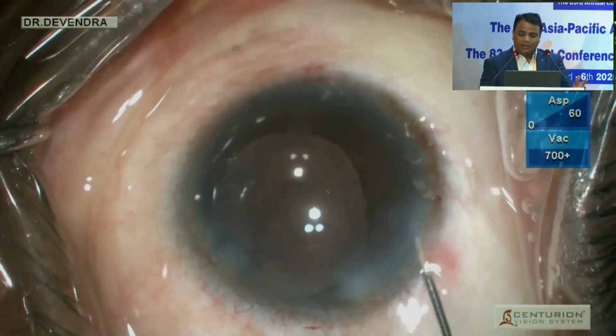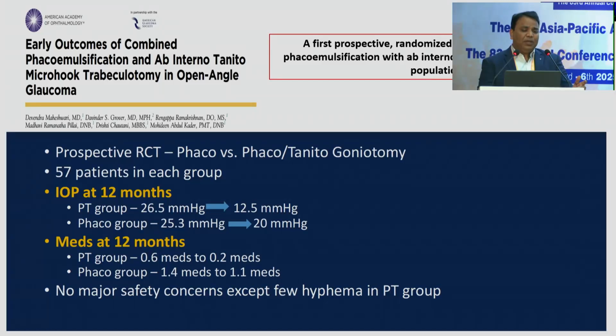So we did one prospective randomized controlled trial where we had two groups: one is the phaco Tanito group, and the other is the phaco group. There were 57 patients in each group. At the end of 12 months, in the phaco Tanito group IOP reduced from 26 to 12, while in the phaco group from 25 to 20. And glaucoma medication reduced from 0.6 to 2. There was no major safety concern, except a few hyphema we found in the phaco Tanito group.